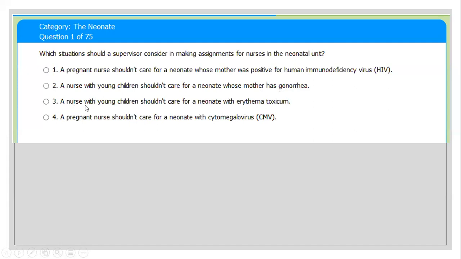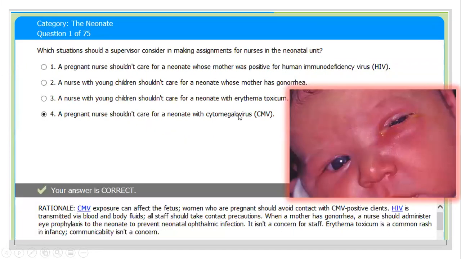Number three, the nurse with the young child should not care for a neonate with erythema toxicum. Number four, a pregnant nurse should not care for a neonate with cytomegalovirus. So the answer is number four, a pregnant nurse should not care for the neonate with cytomegalovirus, or shortly called CMV.